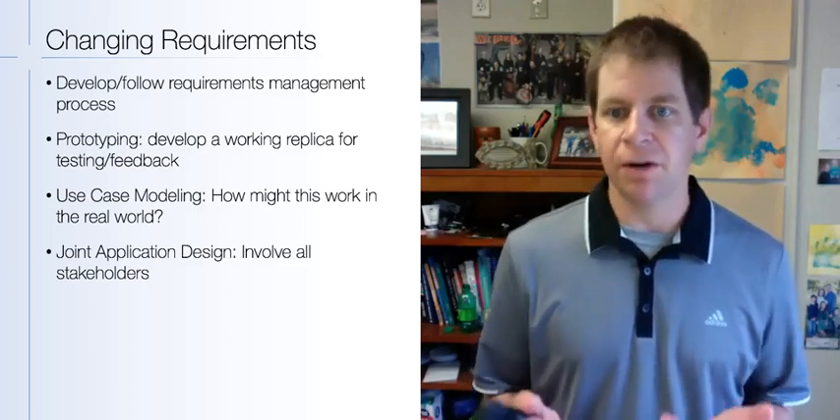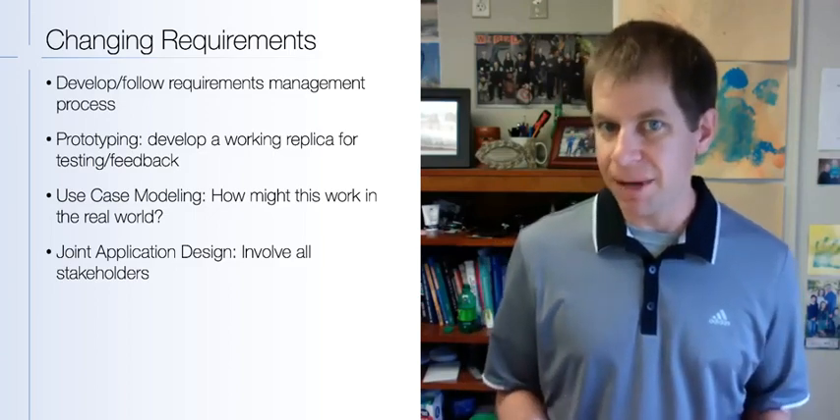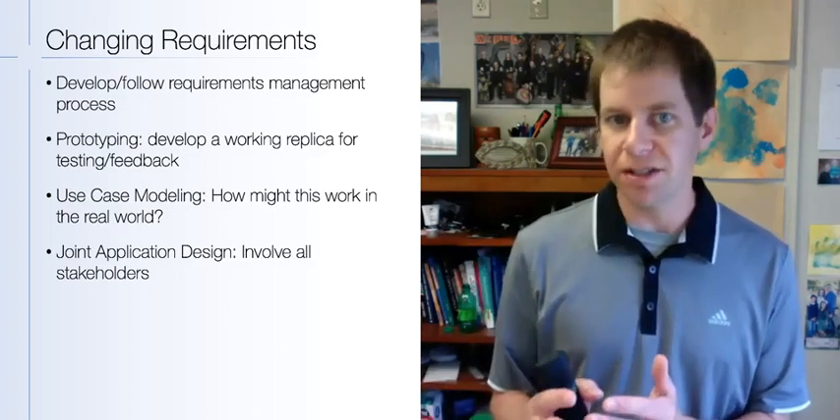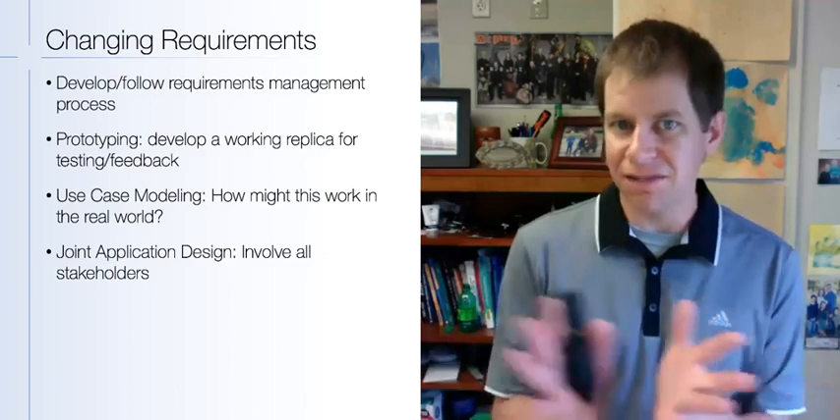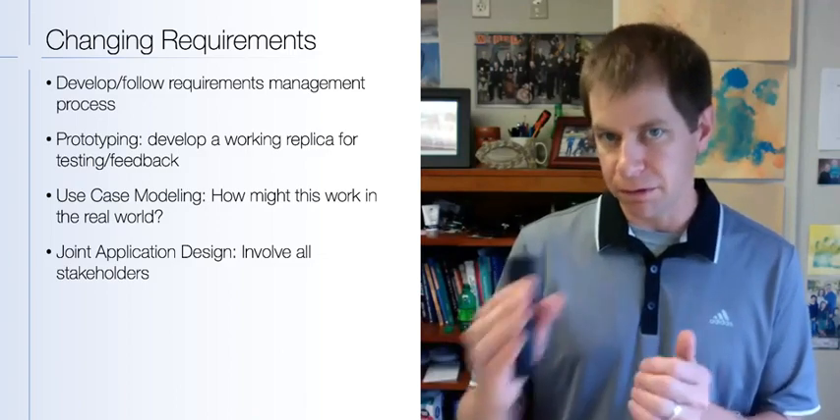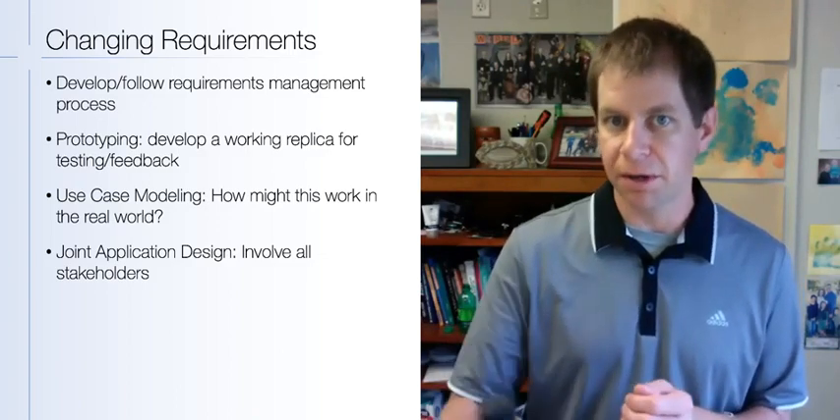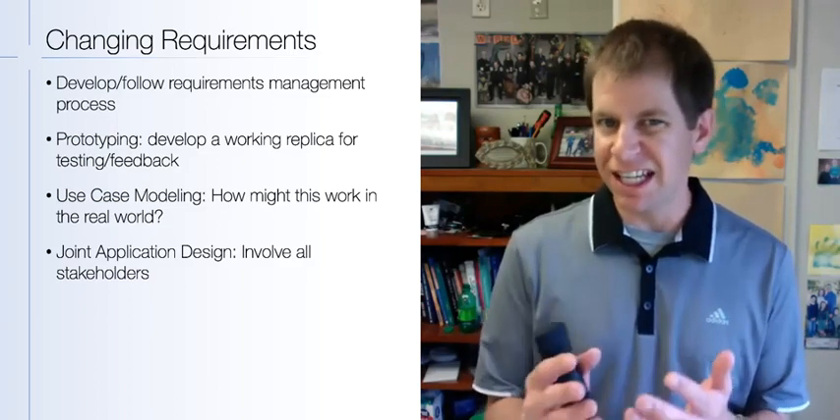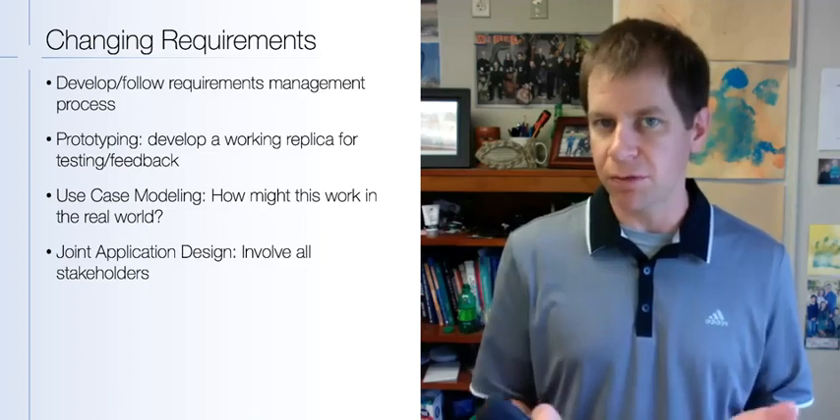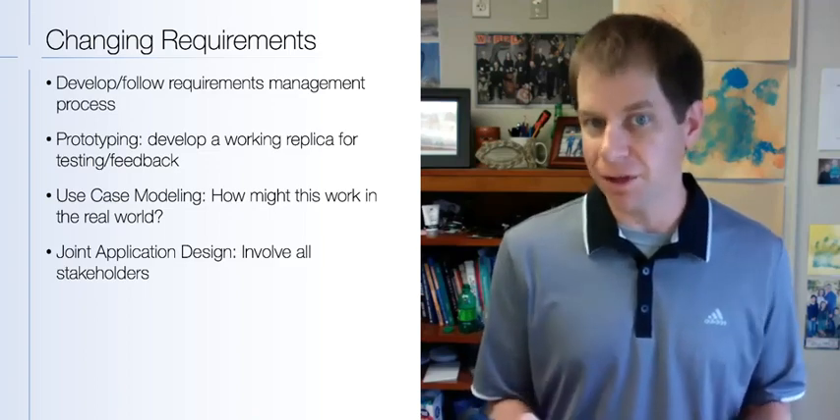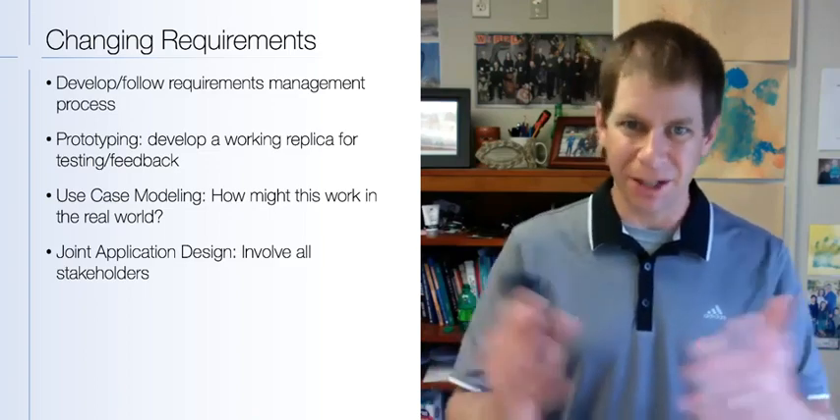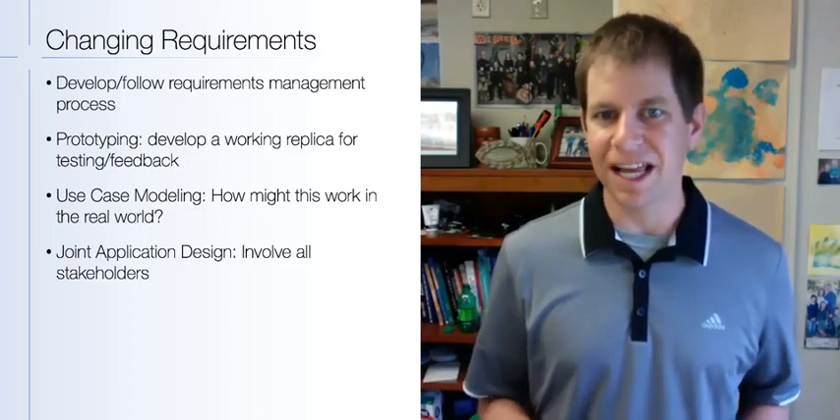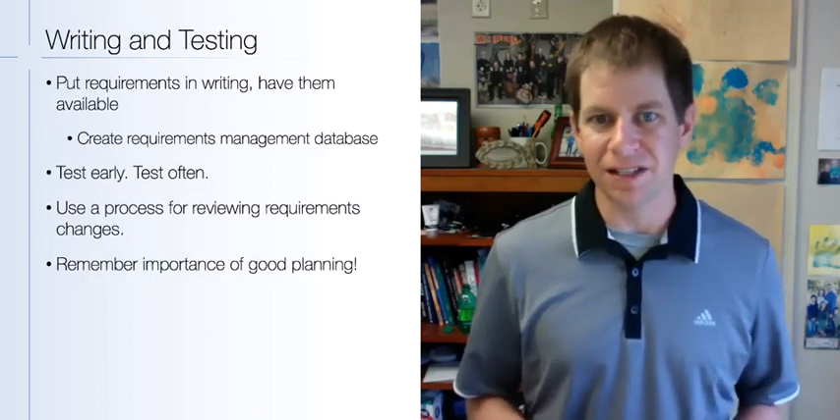Prototyping involves developing a working replica for testing and feedback. If you develop prototypes of the end result, you can use those to make sure that you're not adding too many things and deviating too much from the work breakdown structure and the work that you're required to do to meet the scope targets. Use case modeling involves deciding how the end result is going to work in the real world. And if it's not going to work in the real world, then don't do it and go back to your original scope. There's also joint application design, which is a way of involving all stakeholders in the scope process.